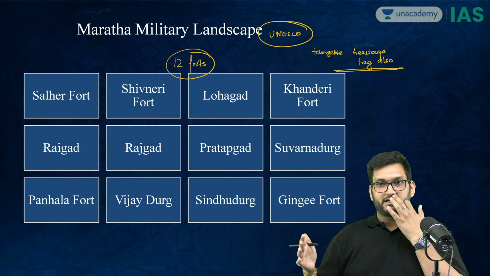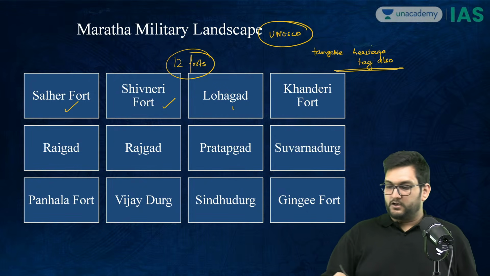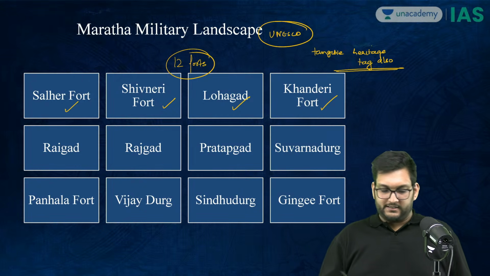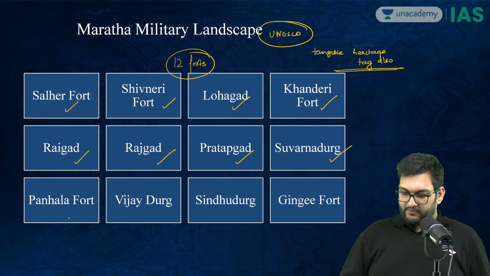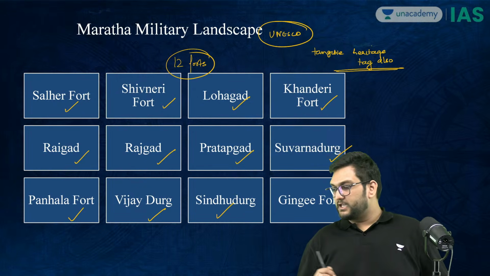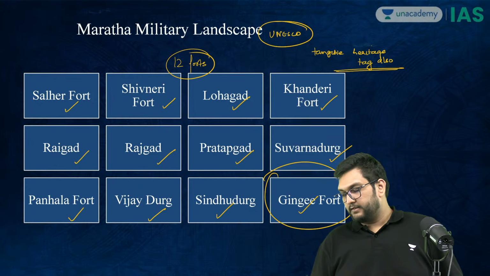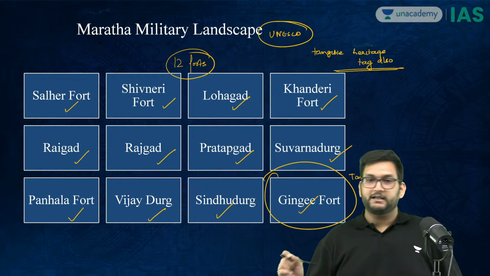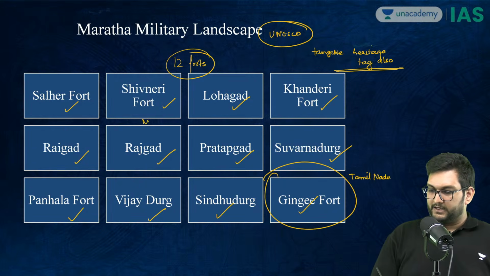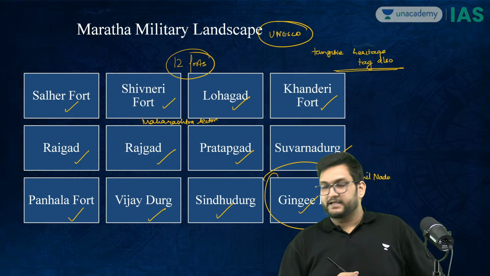of 1630 onwards. Now you have Salher, Shivneri, Lohagarh, you have Khanderi, Raigad, Rajgarh, Pratapgarh, Suvarnadurg, Palhana, Vijayadurg, Sindhudurg, and Gingi. Only this is one which is in Tamil Nadu. All others are in the Maharashtra sector.